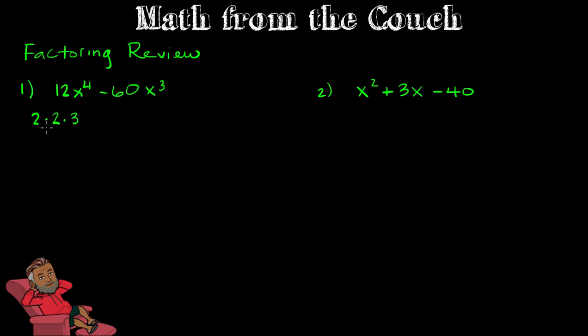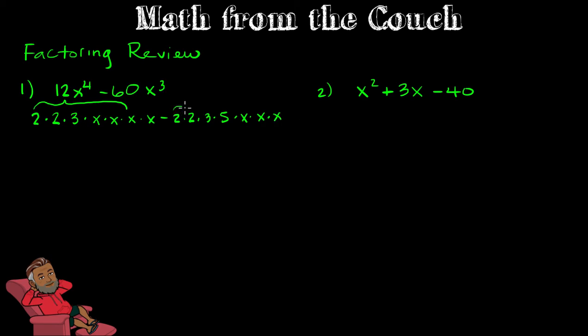Now, if you don't believe me, you can multiply it. 2 and 2 is 4, and then I take the 4 multiplied by 3, I get 12. And then I go x, and then x, and then x, and then x. So that's the factorization of that 12x to the power of 4. Now we're going to do the same exact thing with the 60. 60 is 6 times 10, but then 6 is 2 times 3, and 10 is 2 times 5. So we're going to say 2 times 2 times 3 times 5 times x times x times x.